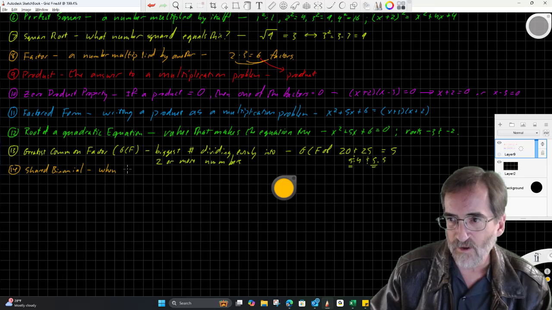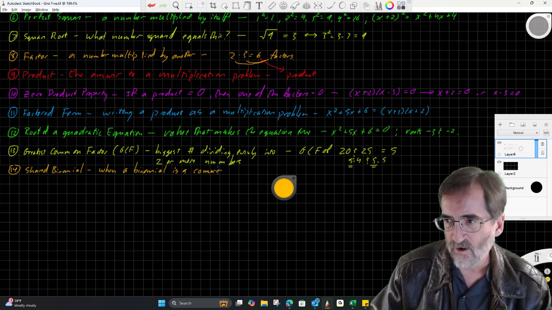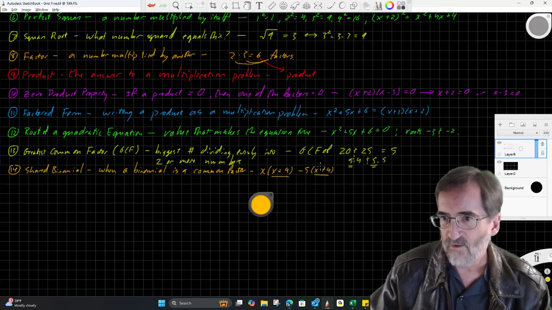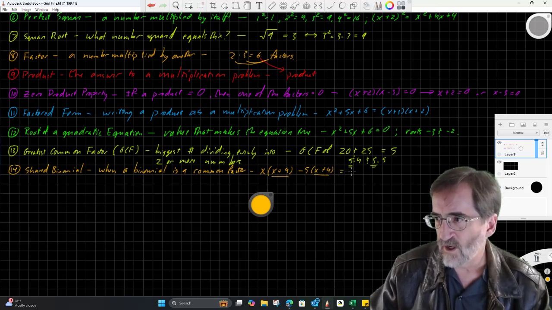When a binomial is a common factor. So if I have x times x plus 4 minus 5 times x plus 4, x plus 4 is a common or shared binomial, and it can be factored out like this: x plus 4 times x minus 5.